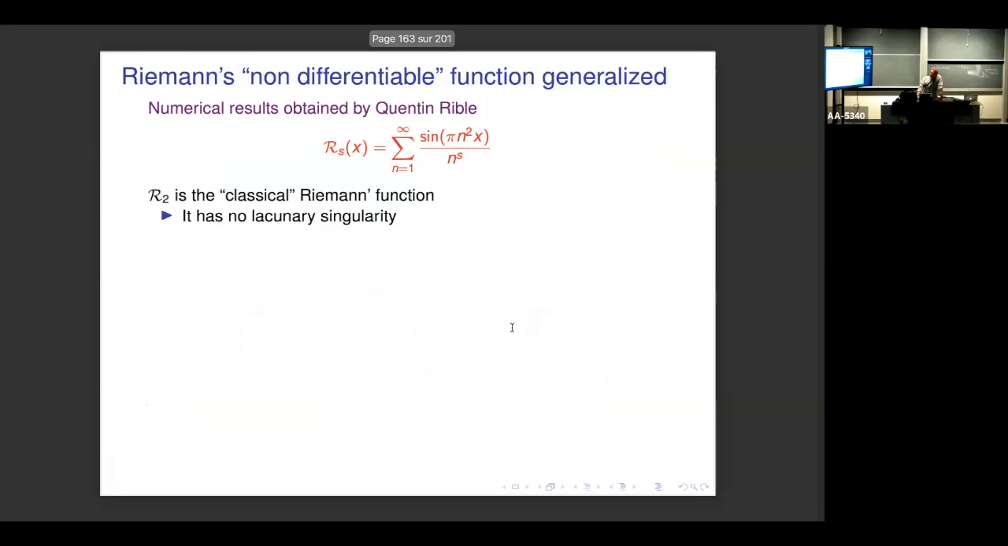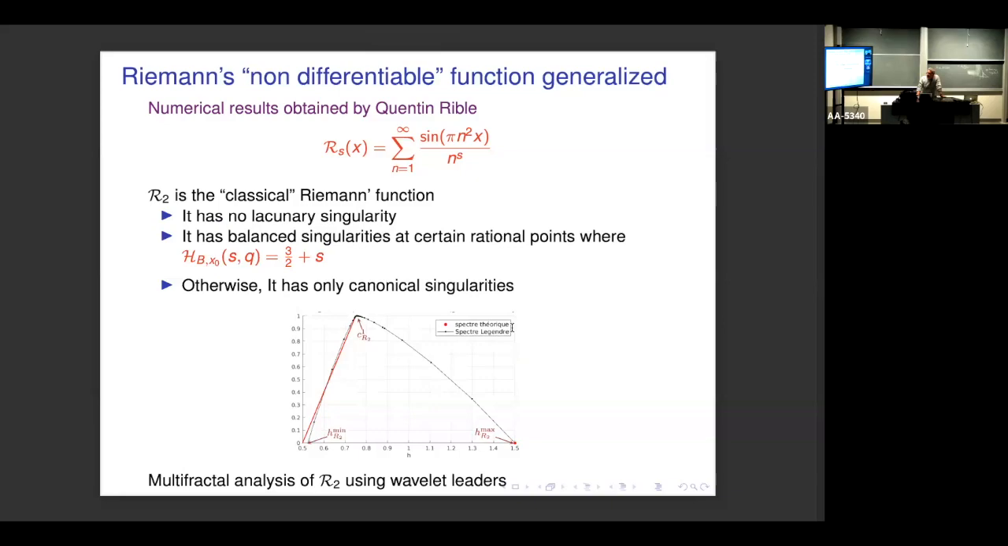Let me just remind you, there are no lacunary singularities in Riemann's function. It has cusp singularities, which correspond to the rising part of the spectrum. So the spectrum is, you start from 1/2. The uniform regularity is 1/2. I more or less gave a proof of that during the first day. You go up to 3/4, where you have the almost everywhere regularity, and you have a straight line here, and you have this exceptional rational point.